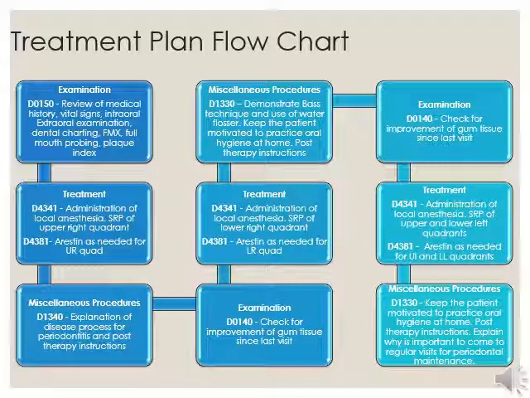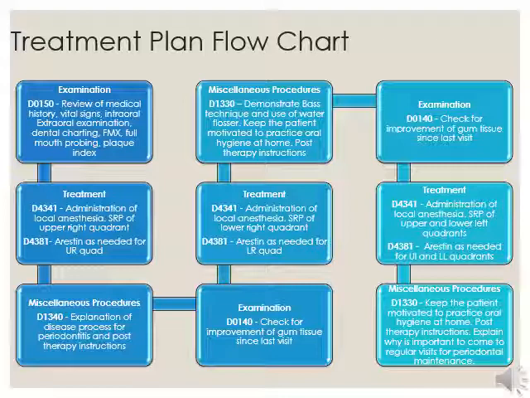After you gather all this data, we can start the treatment, which consists of administration of local anesthesia and SRP of the upper right quadrant, and then applying some Arestin as needed for the pockets. And also during this appointment, you want to explain to her the disease process of periodontitis, and give her post-therapy instructions.